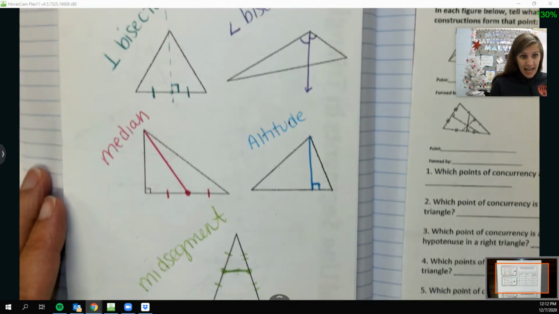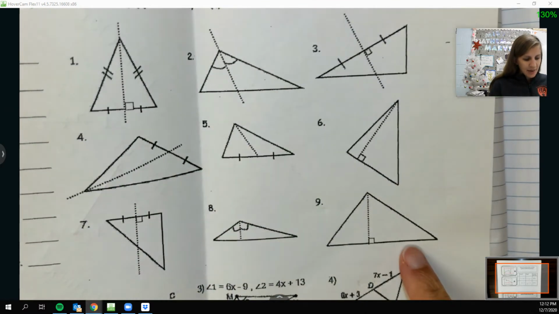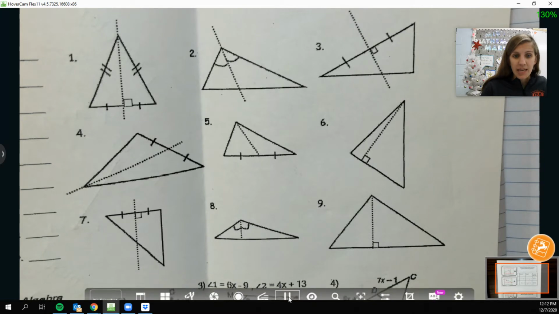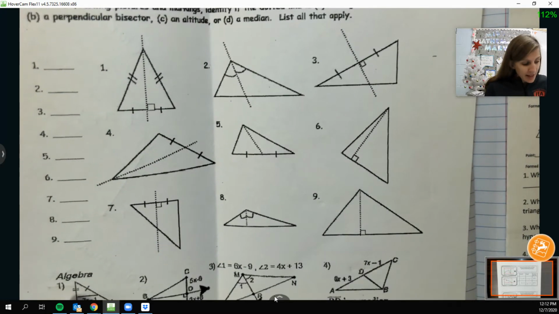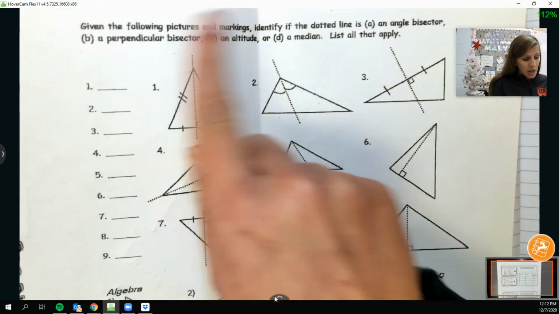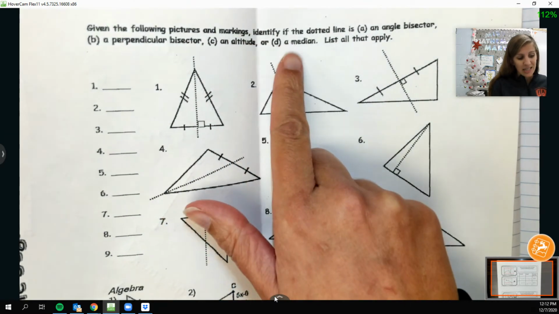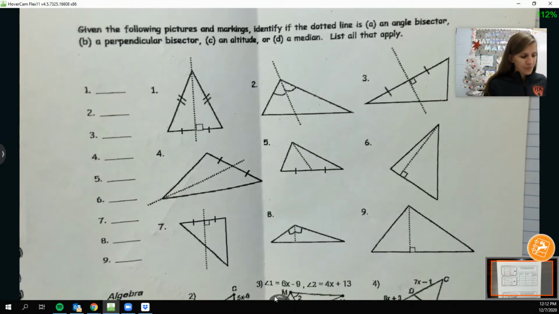So if I take a look at the inside of this, for 1 through 9, you're going to want to determine what type of line segment you're seeing. I'm going to zoom out just for a second and write that down. It might be more than one. So A, if it's an angle bisector, B, if it's a perpendicular bisector, C, if it's an altitude, D, it's a median, and you can list all that apply. So it might be more than one.